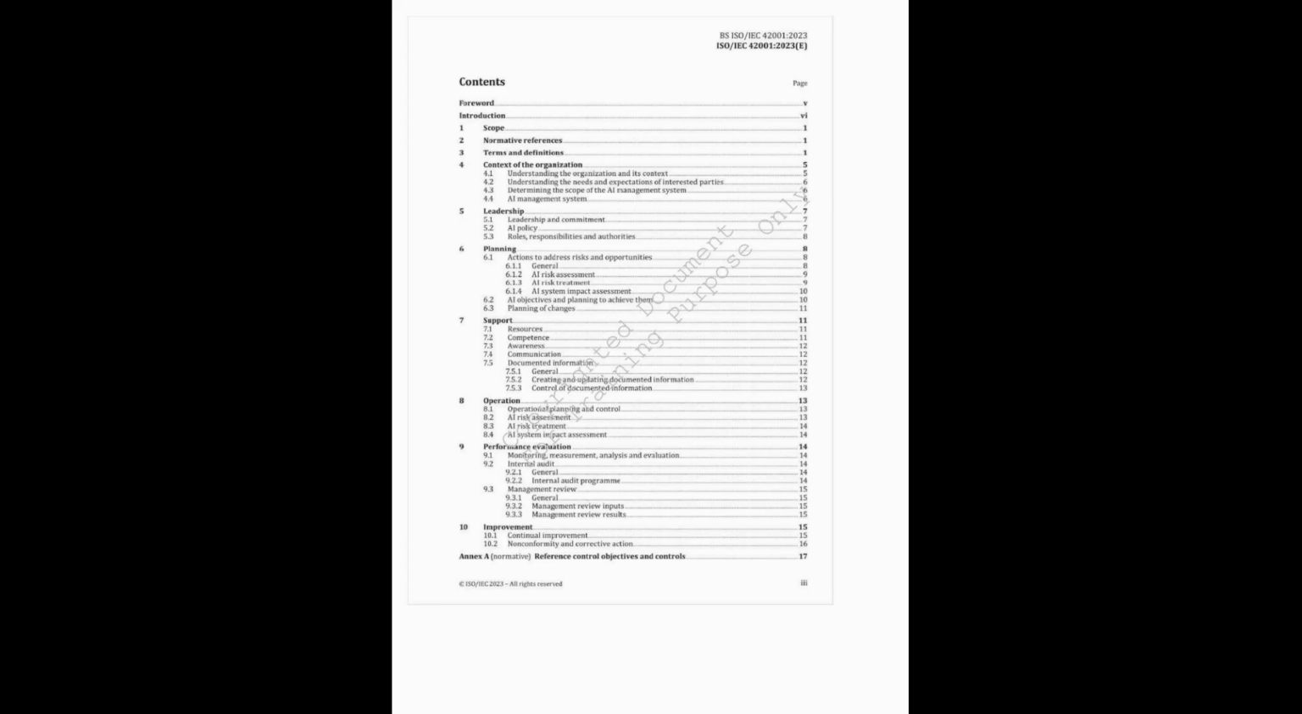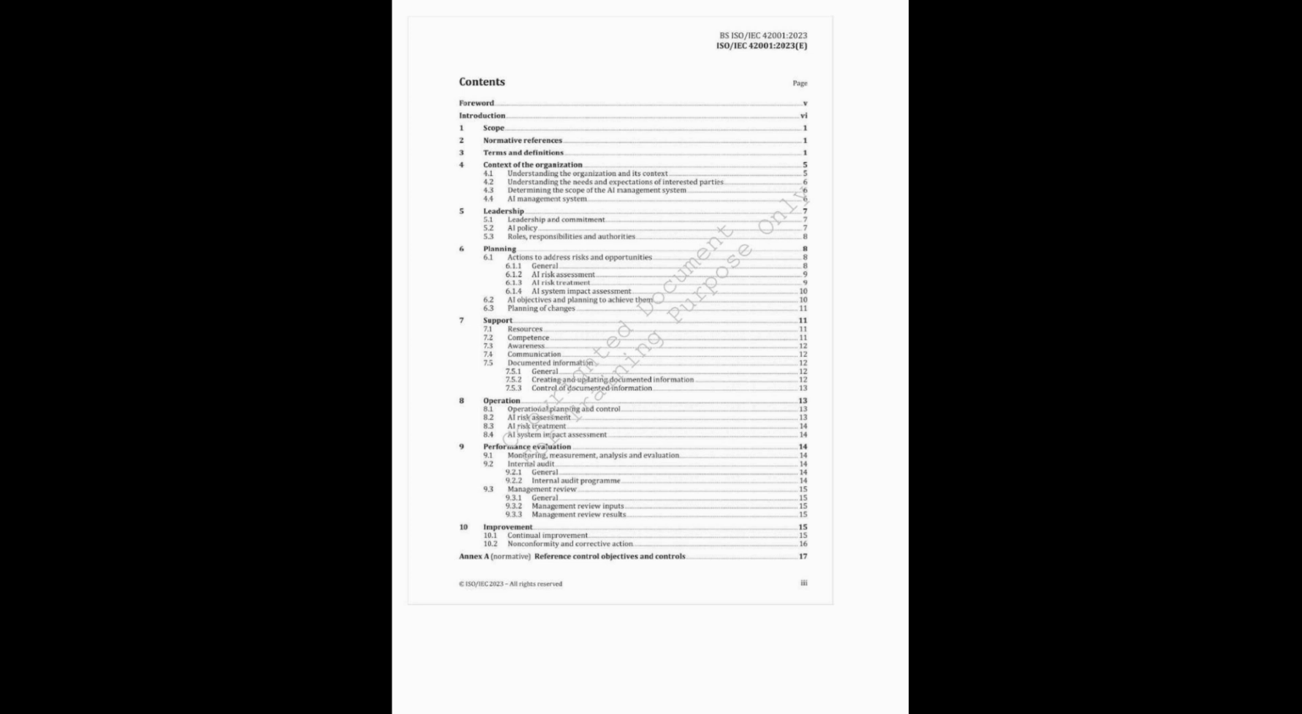Okay, so this is where the big bosses step in, right? Right. Top management needs to review the entire AI management system at planned intervals. Planned intervals, how often are we talking? The standard doesn't give a specific frequency. It depends on the organization and its AI activities, maybe annually, maybe more often if things change rapidly. The key is that it's a regular, formal process.